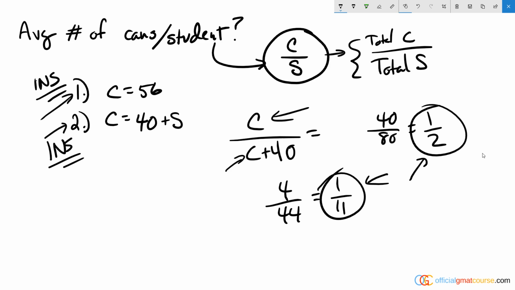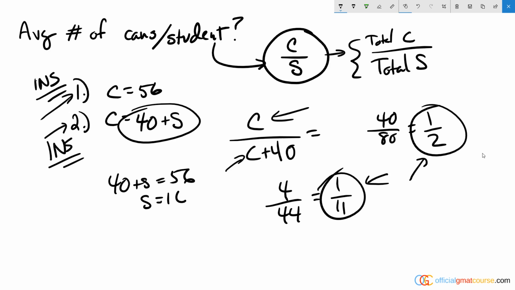But the two statements together are sufficient because it literally gives me everything. If C is 56, and I know that C is equal to 40 plus S, 40 plus S also equals 56, and S must equal 16, which means our fraction C over S is 56 over 16. And we could simplify that, but it's sufficient. We know it's sufficient. Don't do any more work than you have to do.